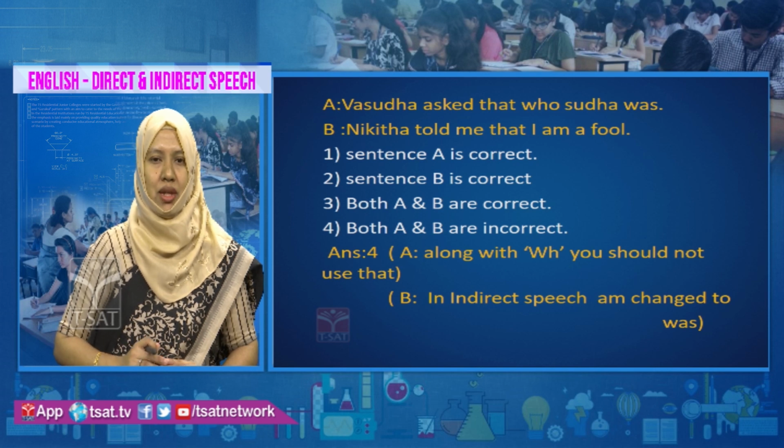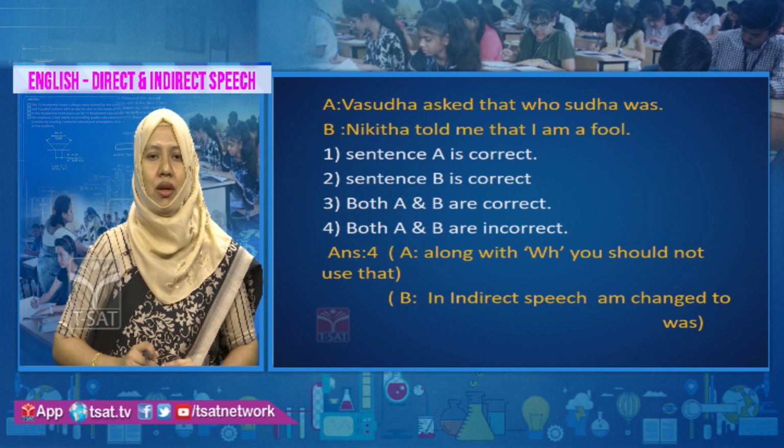Statement A, Vasudha asked that who Sudha was. Statement 2 or B, Nikita told me that I am a fool.